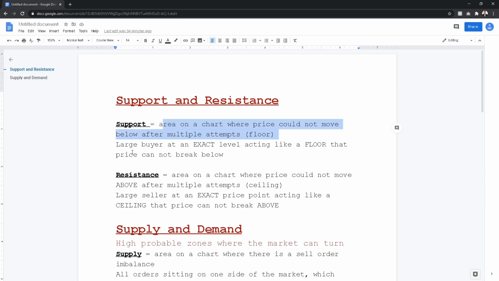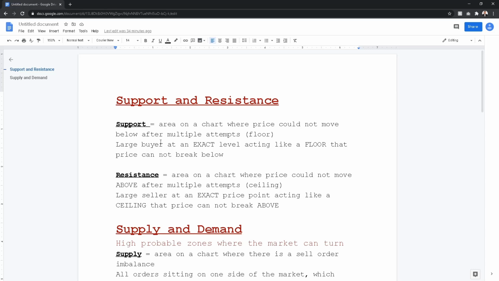So support is basically a large buyer, and the key with this is that it's an exact level that acts like a floor where price cannot break below. Same thing with resistance. Resistance is an area on a chart where price cannot move above after multiple attempts, or in this case too, a single attempt, and it acts like a ceiling. So resistance is the ceiling, support is the floor. And resistance is basically a large seller at an exact price point acting like a ceiling or a major wall that price cannot break through and price cannot break above.